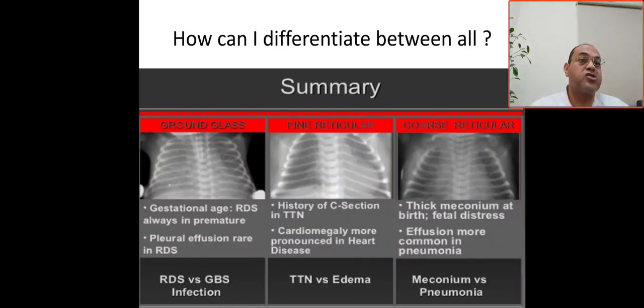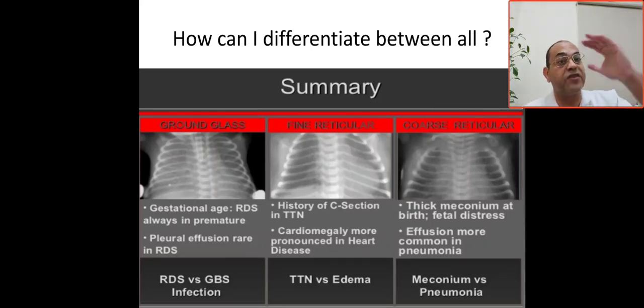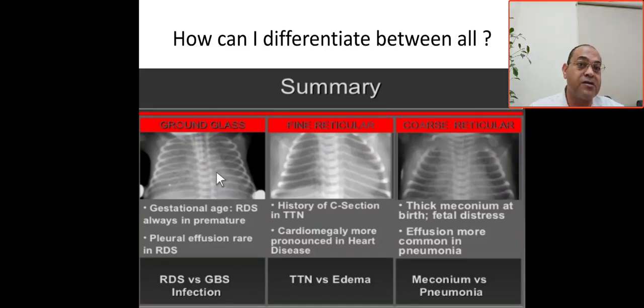So how can I differentiate? By history, clinical examination, and laboratory, and also the natural course of the disease: the onset, course, and duration. So if you see this X-ray, this is a ground glass appearance. Why ground glass appearance? Because it's diffuse haziness, diffuse opacities, with all the air space showing atelectatic changes.